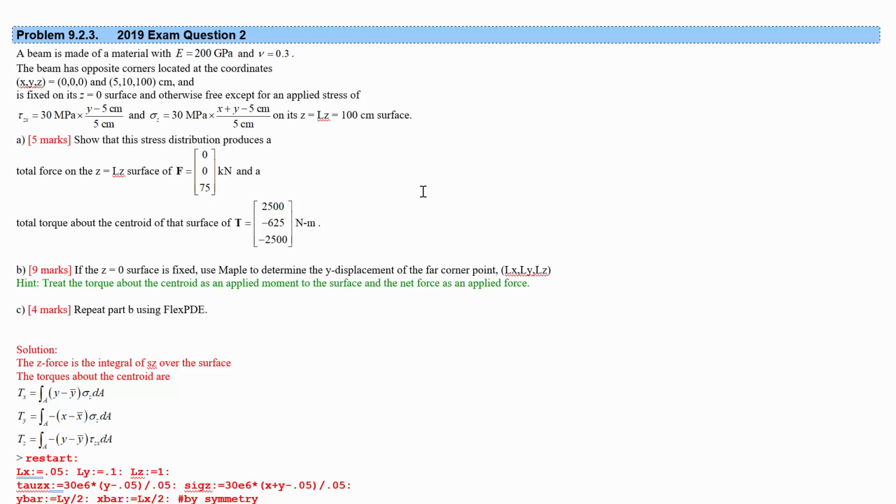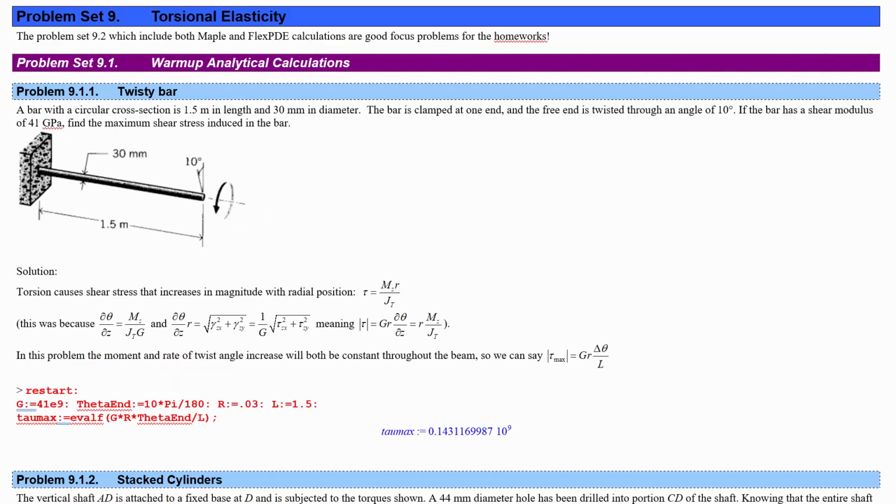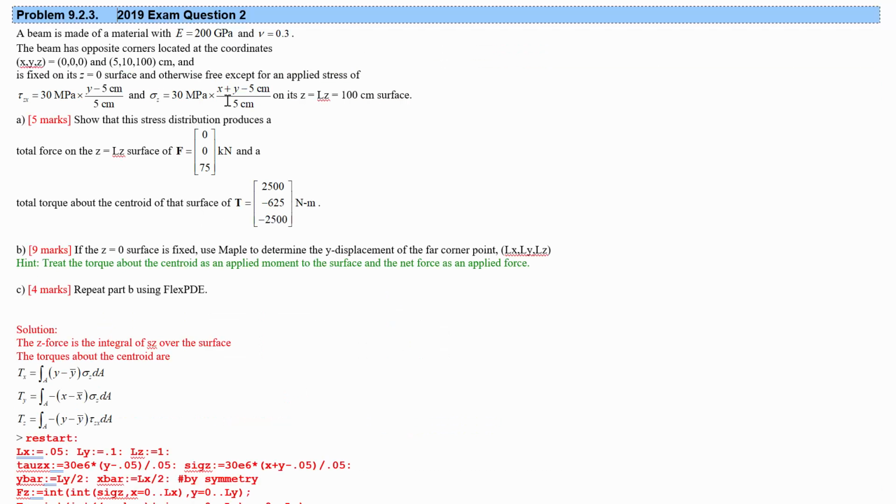All right, this is going to be practice problems for the torsion problem set, and we're going to do the last one in the set at the moment, which is problem 923, the 2019 exam question number 2. So this is one of those mega beam problems that incorporates all the different deformations that we have and looks at displacement due to possibly axial things, shear, flexure, and torsion all in one go.